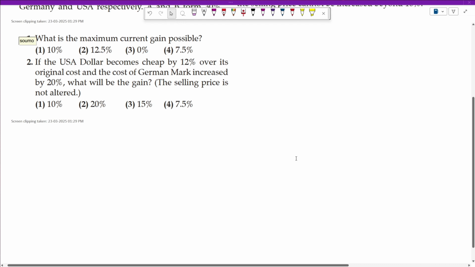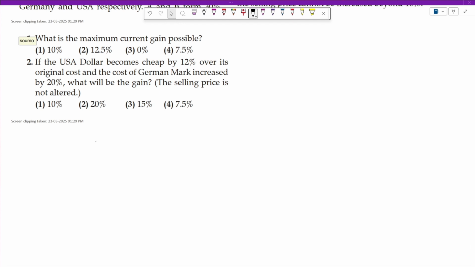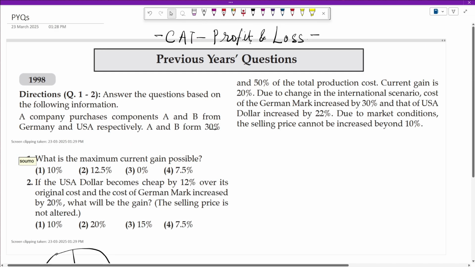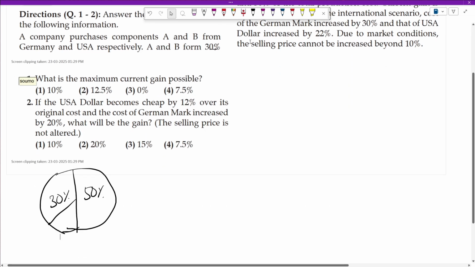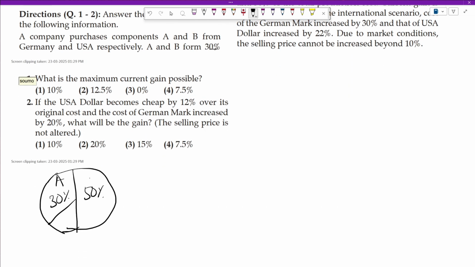Okay. I hope you have paused and tried. Let's look into it now. They have said that I will give you the context now. So there is some 50% and 30% situation happening. So obviously this is a pie chart of the total production cost, I'm assuming. Let me just see which is 30. A is Germany and B is USA. So A and B. So this is USA and this is Germany.